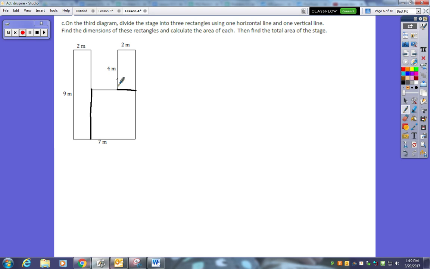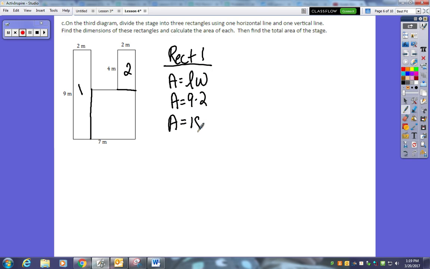Here the 4 is already there and the 2 is already there, and on this rectangle the 2 is already there and the 9 is already there. So if I call these 1 and 2, rectangle 1 is a 9 by 2, or 18 units, square units I should say. And rectangle 2 is a 4 by 2, or 8.